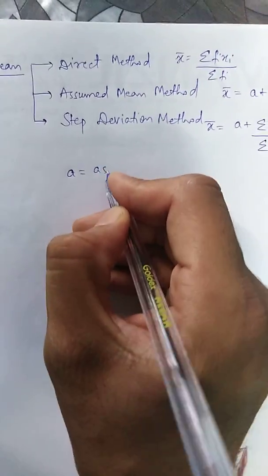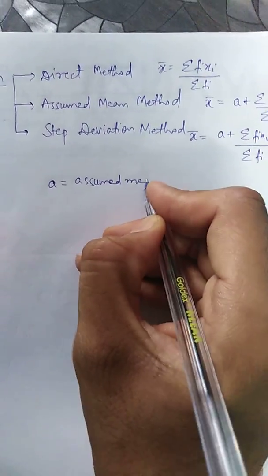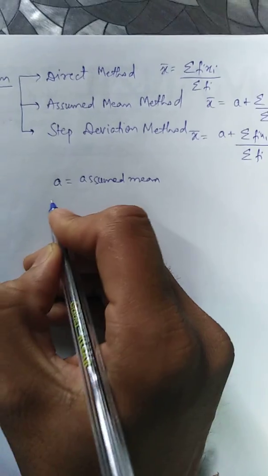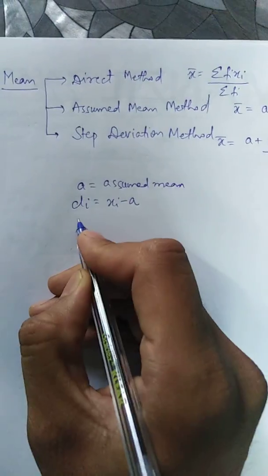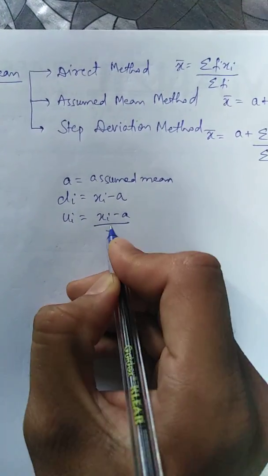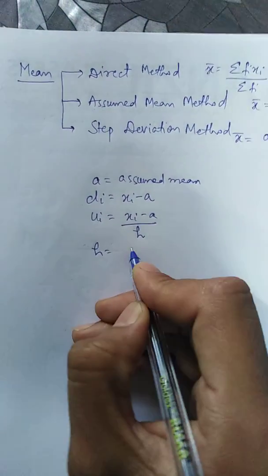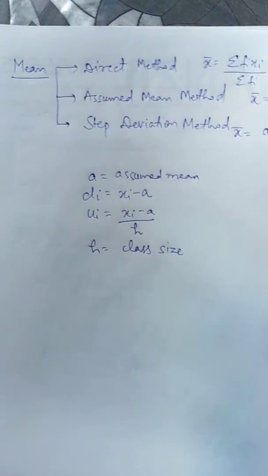In all these methods, some new terms are used. Let me explain them. Here, A is the assumed mean, Di is xi minus A, Ui is xi minus A upon h, and h is our class size.